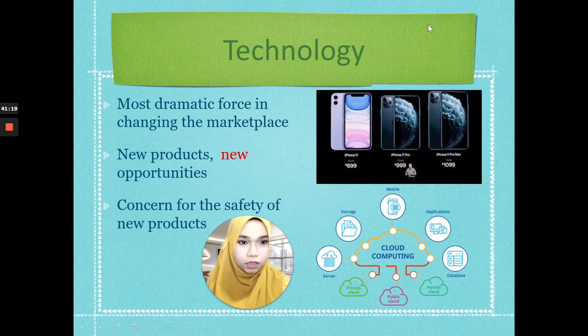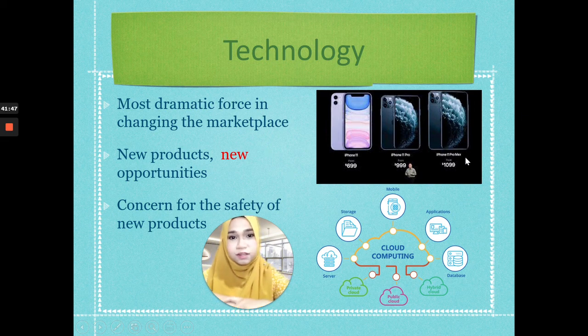This was my slide last semester. I didn't include iPhone 12 then. New products bring new opportunities because of technology. It is changing very fast. Just last year they launched iPhone 11, and just last week they launched iPhone 12. That looks like iPhone 4, but nonetheless it has better technology and whatsoever that is mentioned by Apple.